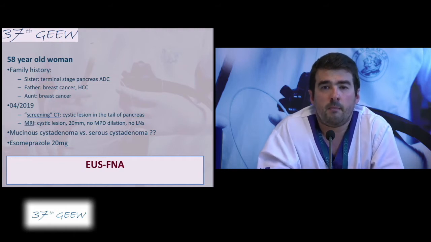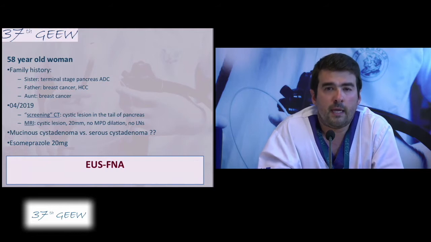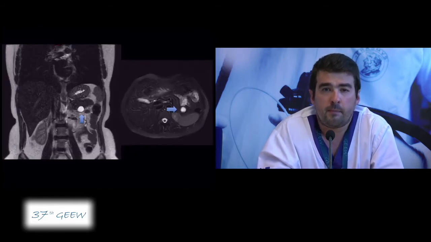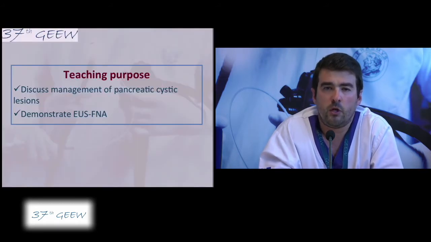As you may see in the images, this lesion was about 20 millimeters in size and did not involve the main pancreatic duct. The main pancreatic duct was not dilated and there were no lymph nodes present. The patient is today scheduled for further echoendoscopic evaluation through EUS and potential FNA puncture of the lesion. Let's join now Dr. Palazzo and Professor Eisendrath, who will perform the procedure.